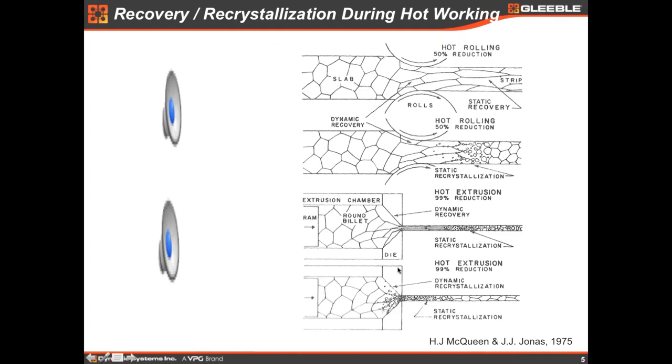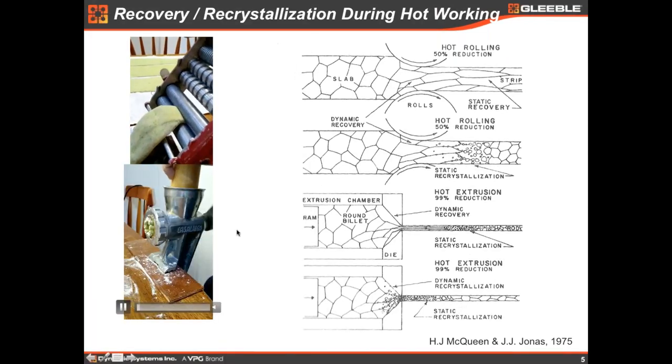And if you go to a low stacking fault energy metal, let's say like austenite again, the generation of dislocations is so high that recrystallization occurs inside the deformation zone. So this is dynamic recrystallization just because it's inside the deformation zone, and it progresses as a static recrystallization. I'm not sure if the term metadynamic was used at that time. This was from McQueen and Jonas in 1975. I'll show what metadynamic recrystallization is in a minute.